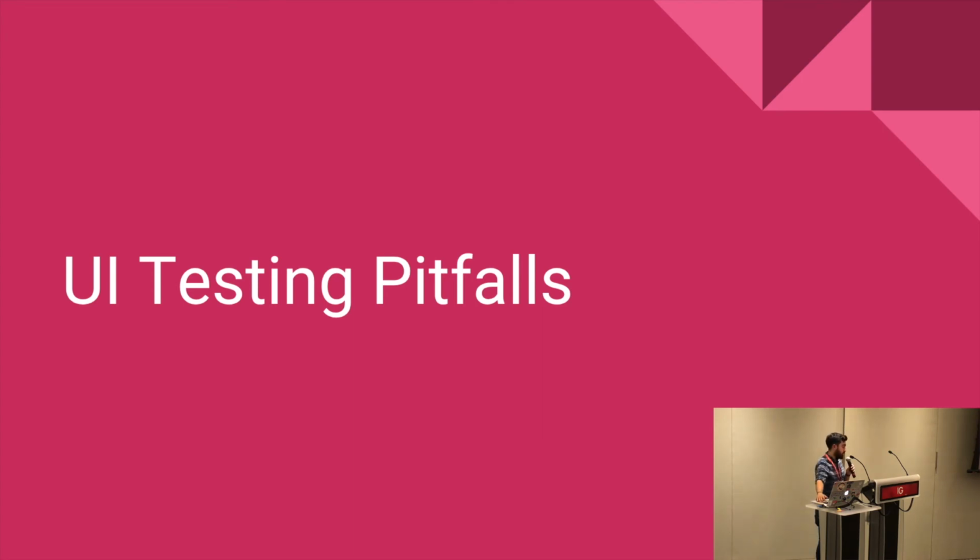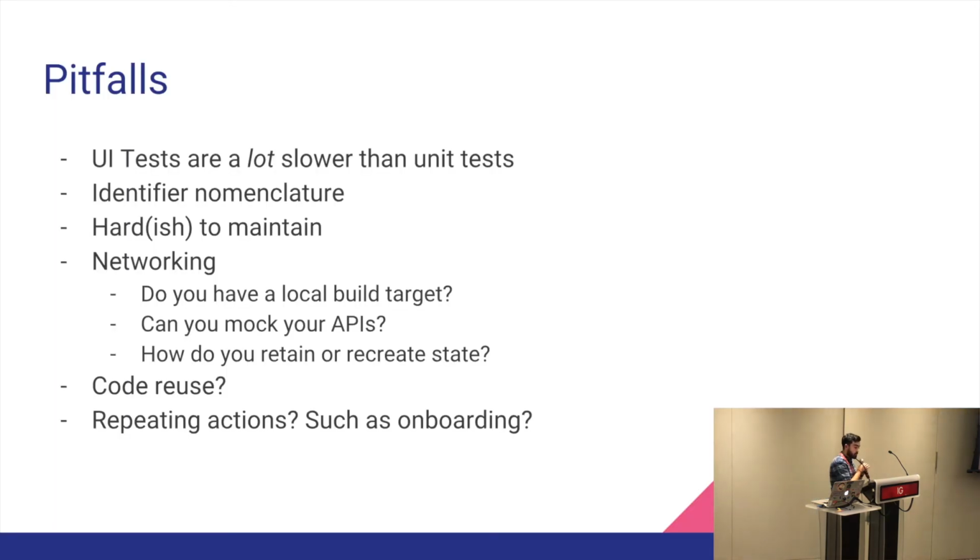But as with everything, there's a couple of pitfalls. The thing to remember is that UI tests are still significantly slower than unit tests. Picking a naming convention for how you want to get all of your identifiers together can be quite difficult, and they can be hard-ish to maintain. Depending on how quickly you iterate, how quickly you update views and how dynamic it is, it can be quite difficult. And one of the biggest things that can be relatively hard to do is networking.